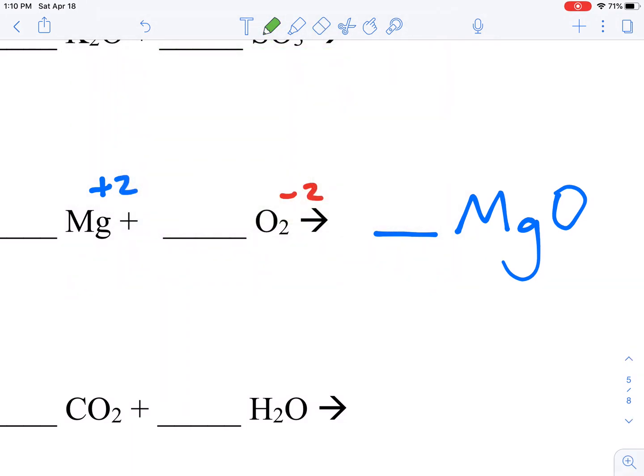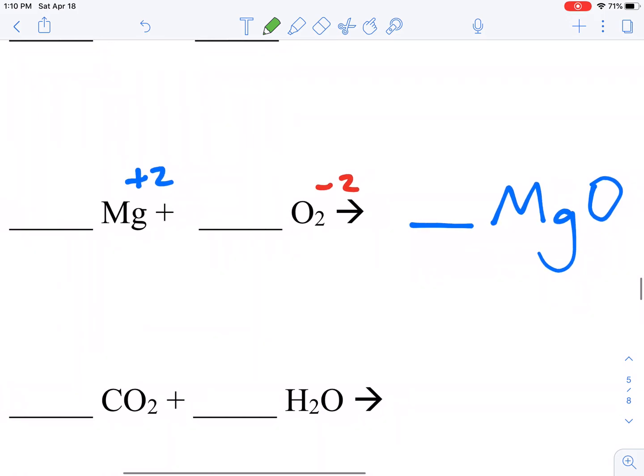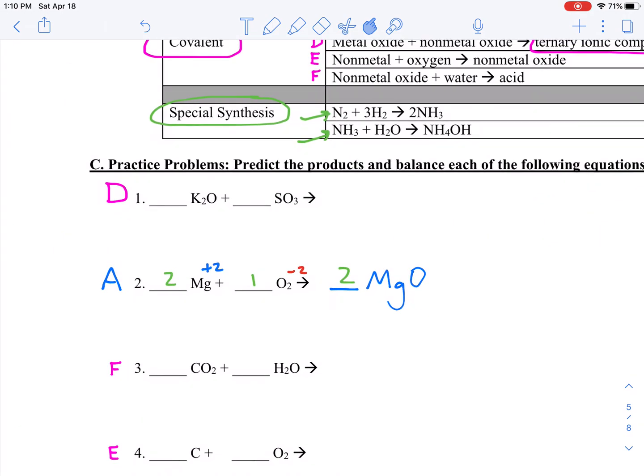And we would need to balance, so we are going to deal with this discrepancy of 2 on one side and 1 on the other. But remember, we do balancing with coefficients, like so, not with subscripts, because the only way to make a neutral compound out of Mg and O is to put 1 Mg with 1 O.